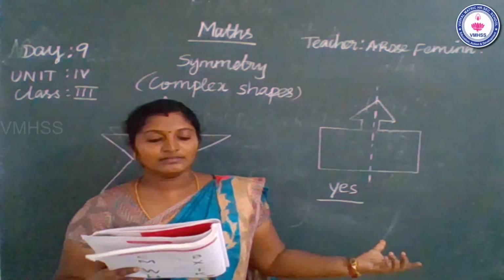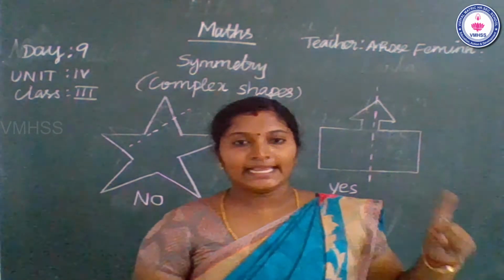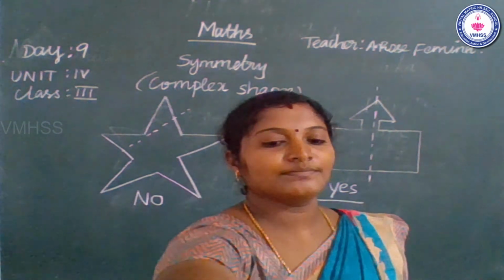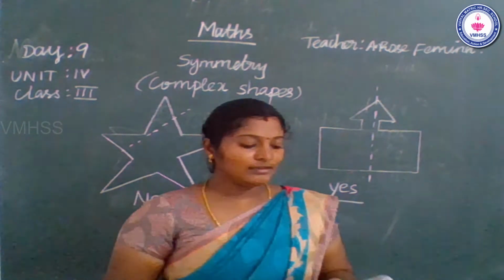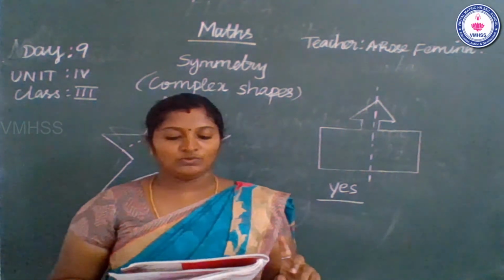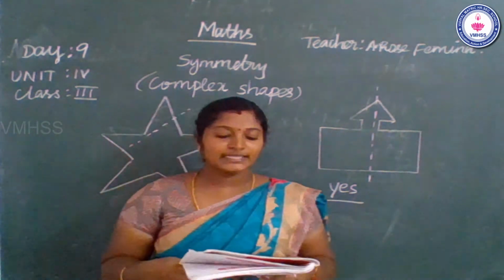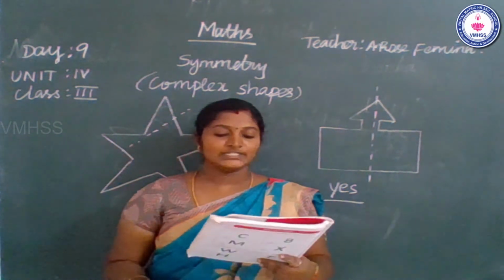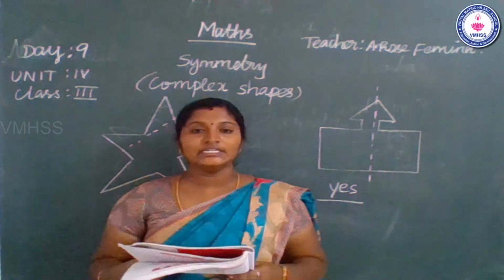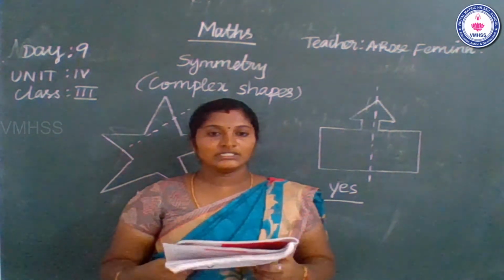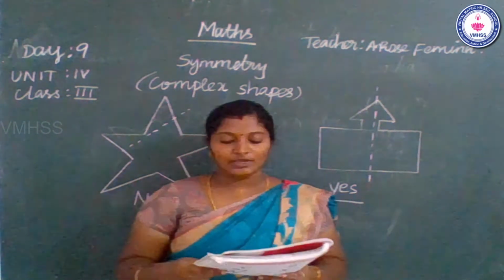So once again, first one is no. Second one, yes. Okay, children, listen. First one, no. Second one, yes. So it's a line of symmetry. Third one, no. So fourth one, line of symmetry.